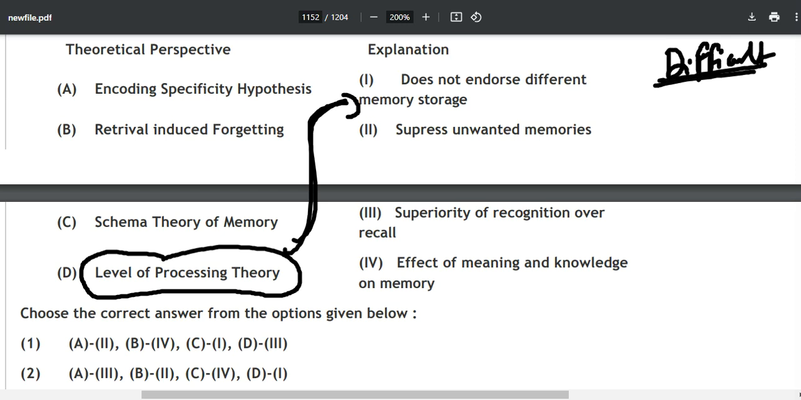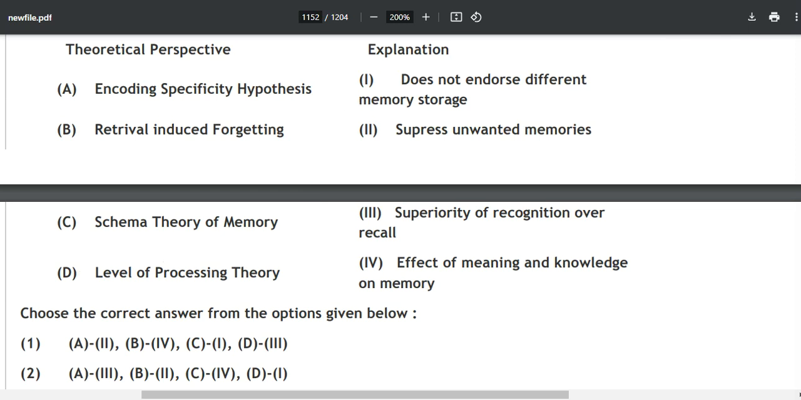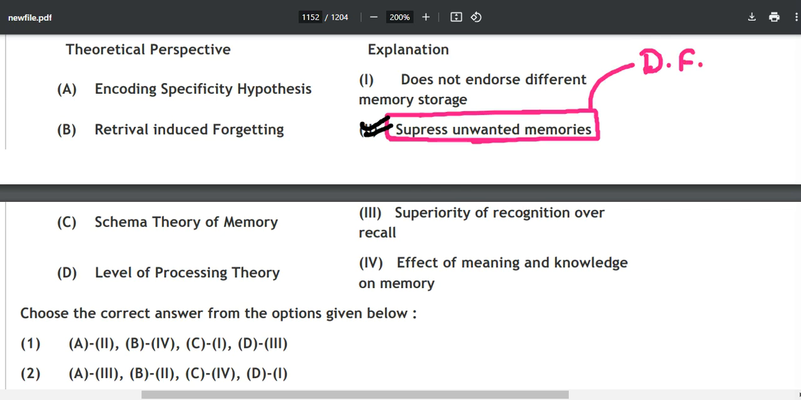Okay, but don't worry. Now see this option: suppress unwanted memories. Tell me how many times you would have studied this thing. Try to guess. Try to think, try to recollect, try to deeply process this knowledge: where have you studied about suppressing unwanted memories? Surprise, you have studied this in defense mechanisms.